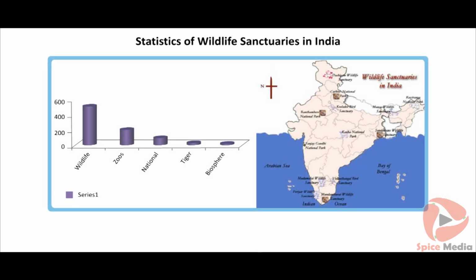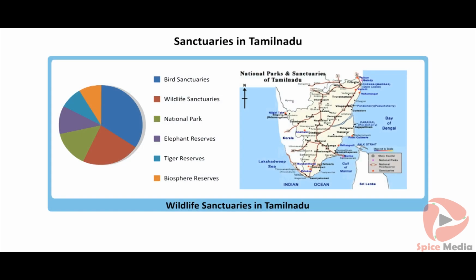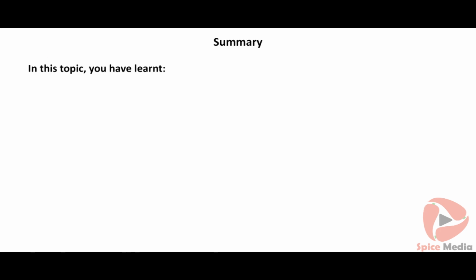In India, we have a vast area of 1.6 lakh square kilometers covering the 89 national parks, 500 wildlife sanctuaries, 27 tiger reserves, 200 zoos, and 13 biosphere reserves. In Tamil Nadu, we have a vast protected area of 3,305 square kilometers, covering 3 biosphere reserves, 5 national parks, 8 wildlife sanctuaries, 4 elephant reserves, 3 tiger reserves, and 12 bird sanctuaries.